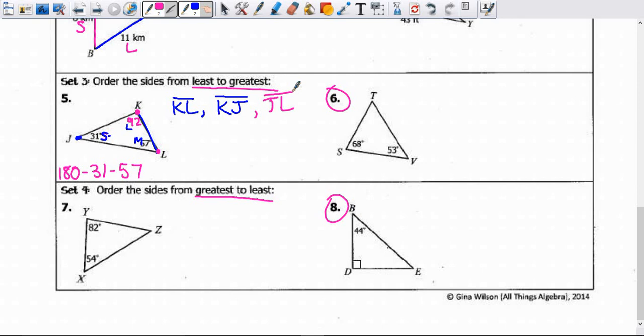All right, we'll use the same thing below, but we're going greatest to least. Solve for that missing angle first. So 180 minus 82 minus 54 is 44. And label small, medium, large. But now we're going to start at the large because it says to start from greatest to least. So if I'm at Y, this greatest side will be XZ. If my medium is at X, my medium side needs to be YZ. And if my small is at Z, my small side needs to be YX or XY. All right, that's listing them in order.